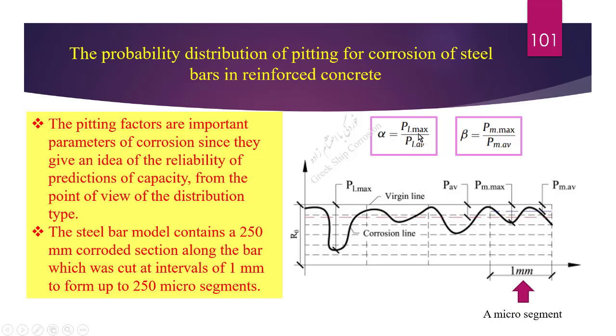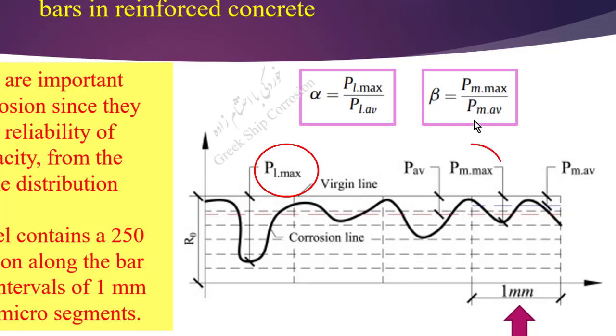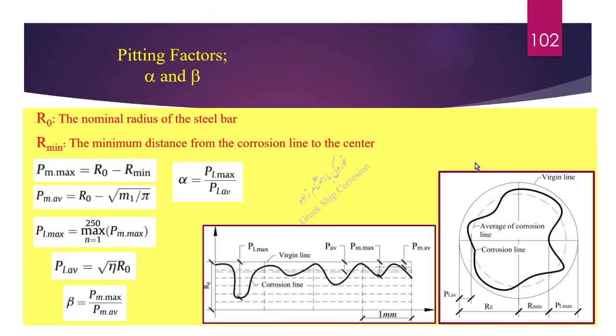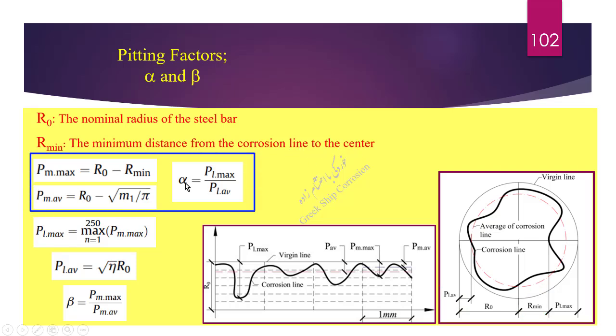Alpha equals PL max divided by PL average. Beta equals PM max divided by PM average. Pitting factors alpha and beta. R0, the nominal radius of the steel bar. R mean, the minimum distance from the corrosion line to the center. PM max equals R0 minus R mean. PM average equals R0 minus the square root of M1 divided by pi.